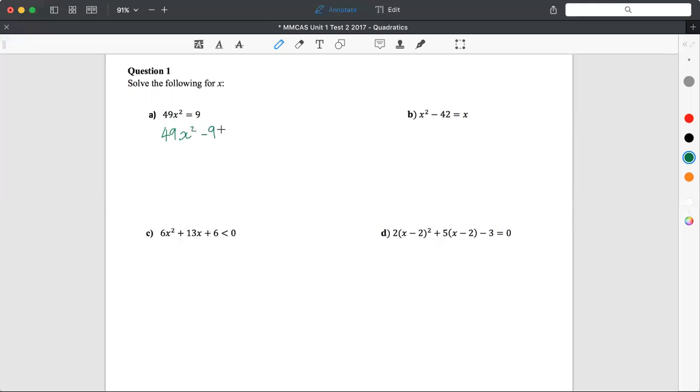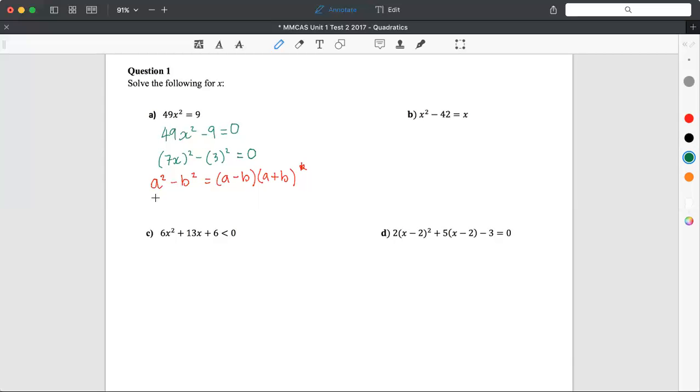If I subtract 9, then it equals 0. Well, it's a difference of perfect squares because it's 7x all squared, and we're subtracting 3 squared. That equals 0. And we know that the difference of perfect squares says that if you've got a squared minus b squared, and you need to factorize that, well, it's just the a part minus the b part times the a part plus the b part. So that is the difference of perfect squares.